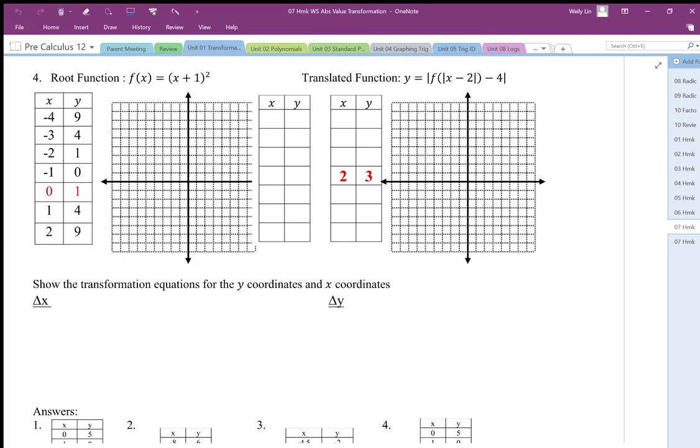Example 4 represents a more difficult function version of this absolute value function, where we have an absolute value on the inside. We also have it on the outside. The outside is not too hard to deal with, but the inside is going to be difficult to deal with. So I'm just going to first of all transform the outside. So my change in y is going to be, I'm going to subtract 4 first, and then do the absolute value.